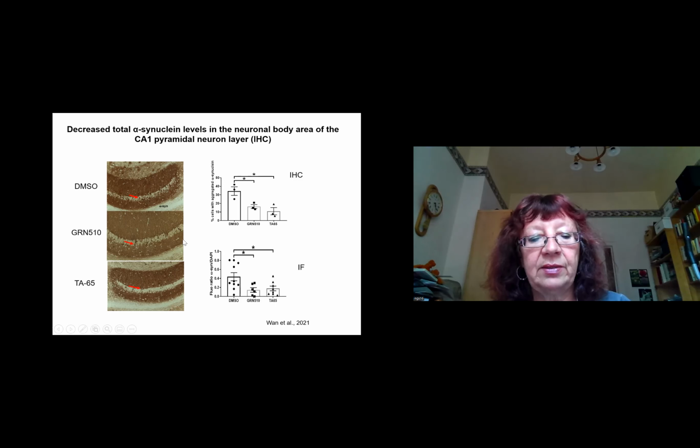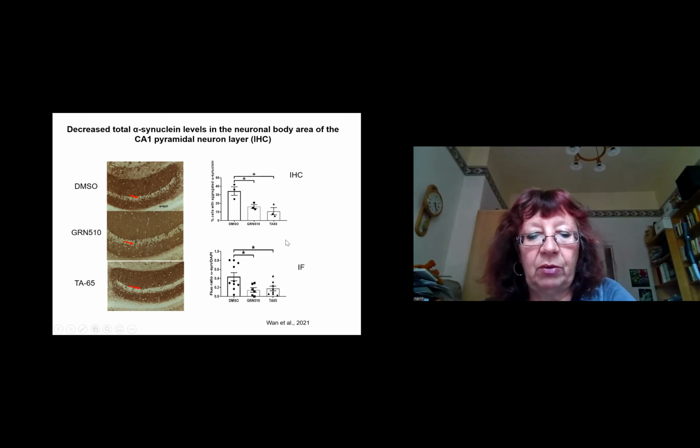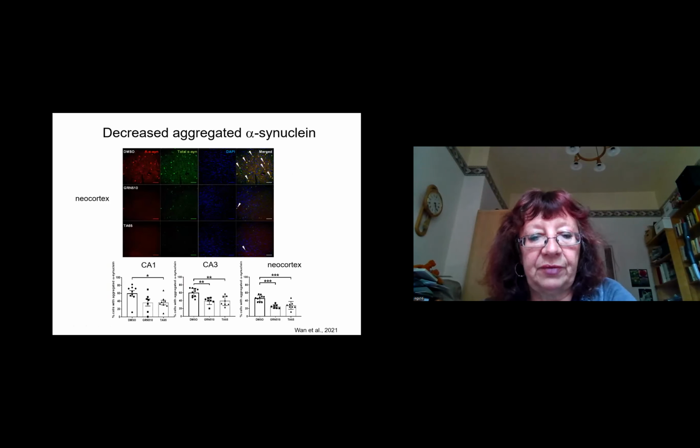And we analyzed exactly the same layer because you can't analyze the other layers with immunofluorescence, and you see it matches very well. So that means independent of the method you're applying, we see the same specific effect, that the telomerase activators decrease the amount of alpha-synuclein.